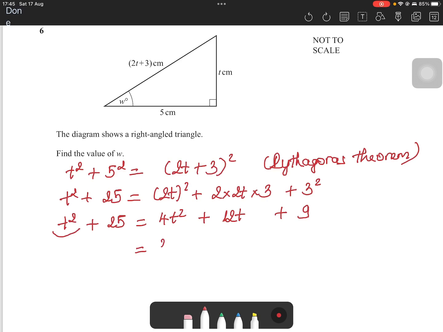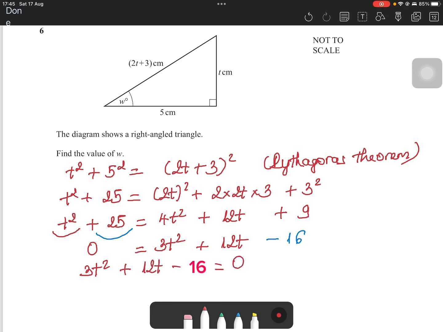So we only have 3t squared left plus 12t. Then we also subtract 25 from both sides. So 9 minus 25 is negative 16. And the left hand side is 0 now. So the equation is 3t squared plus 12t minus 6 equals 0.